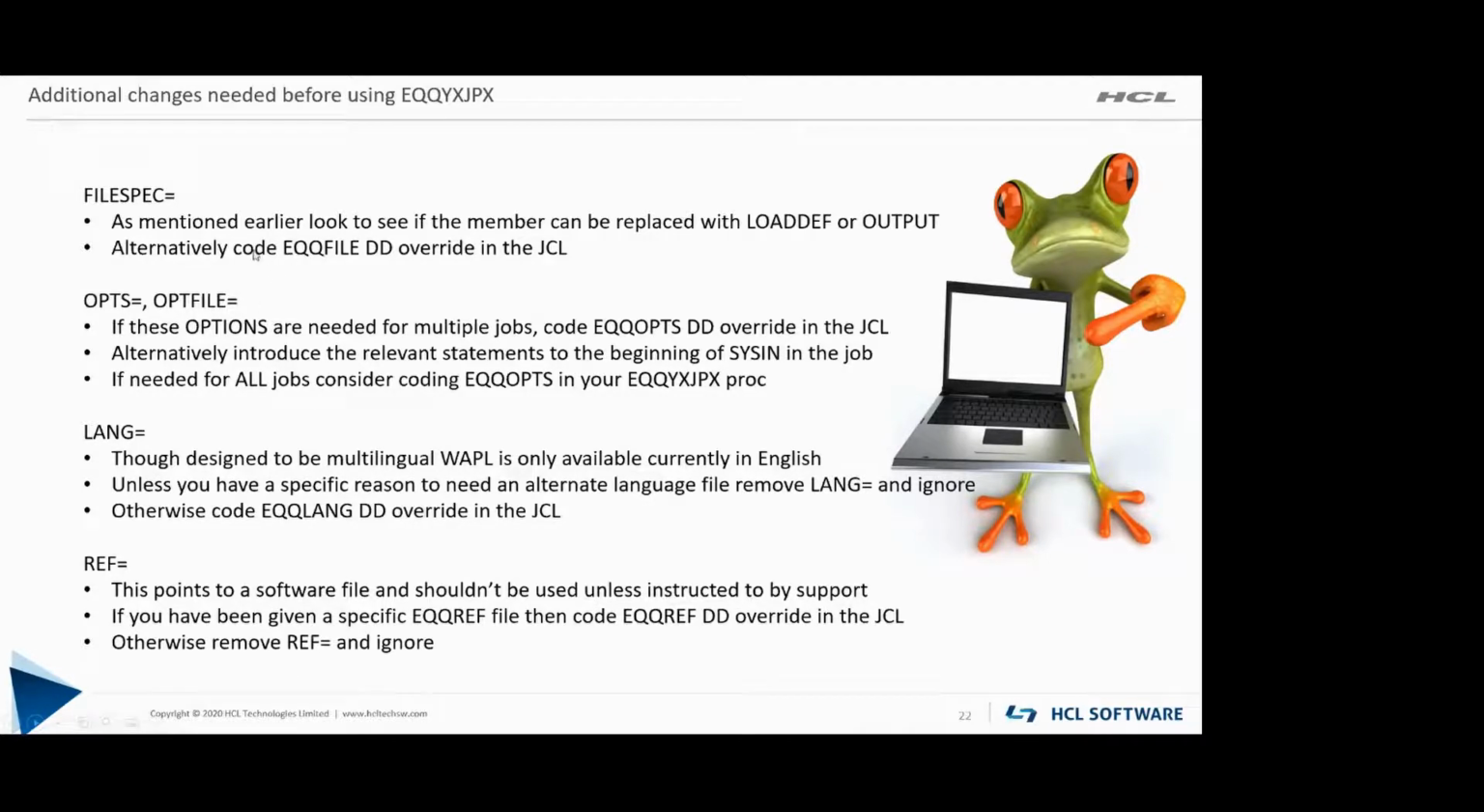Alternatively, if something looks a little bit too complicated to change over, you can put the EQQ file DD statement as an override in the JCL for that one job, just to point to the member until such a time as you figure that you can rewrite that using load def. So you still can use EQQ file, just don't use it through the file spec equals symbolic, and then you can go straight to the new proc.